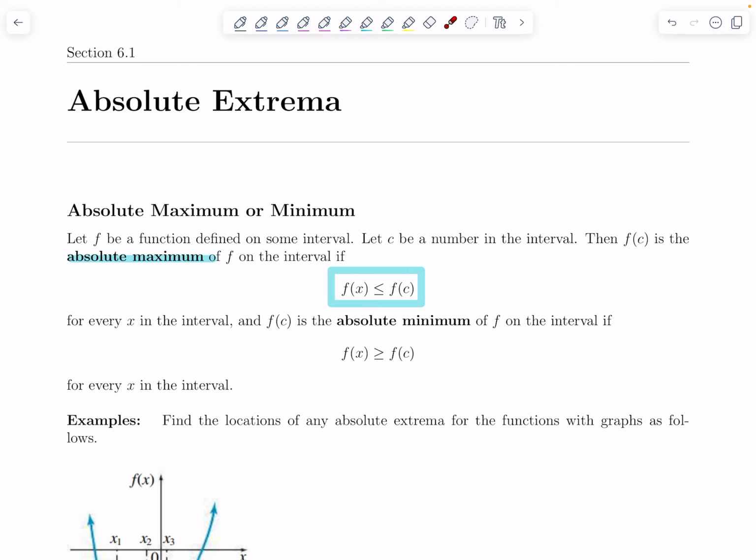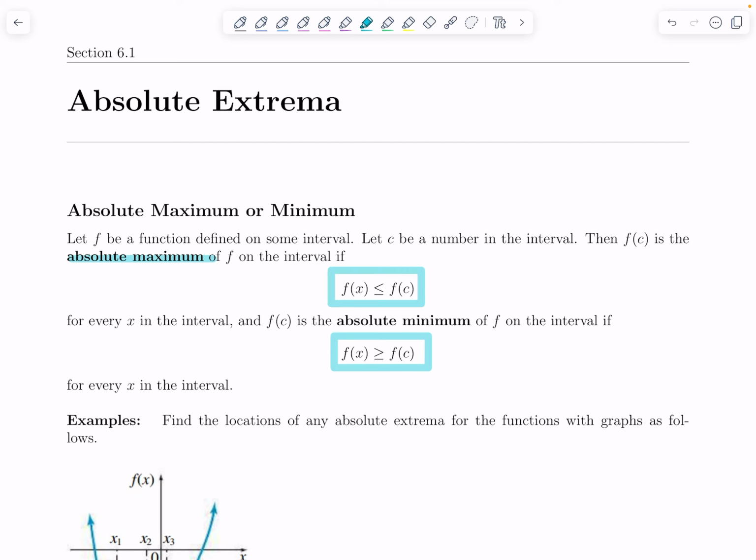Similarly, if for every x in the interval, we have f of c less than or equal to f of x, then we say f of c is the absolute minimum of f on that interval. So different from relative or local extrema, an absolute max or an absolute min is the singular largest function value or smallest function value on an interval, and it also could be the endpoint of an interval.